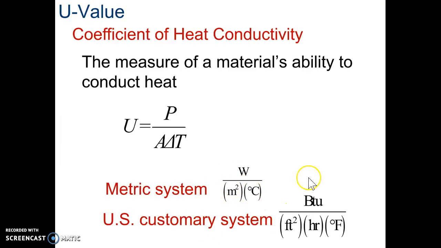In the US, we can think of it as BTUs, which is a unit of energy. Energy per square foot, per hour, and per degree Fahrenheit. So even looking at this, we can see that how much energy goes through for a certain area in a certain amount of time, for a certain amount of temperature difference, and all those things are going to affect how much heat actually flows through. So that's the U value, how conductive it is.